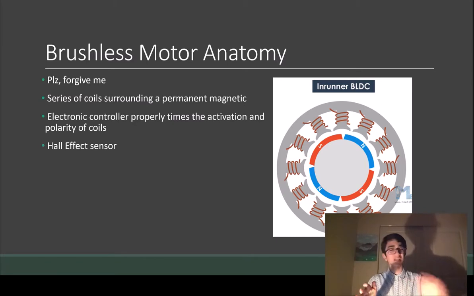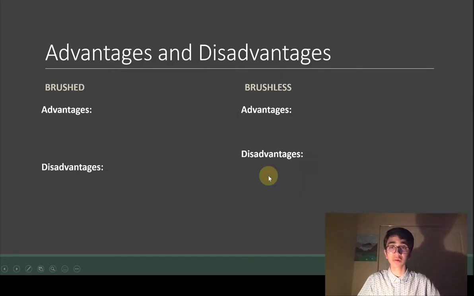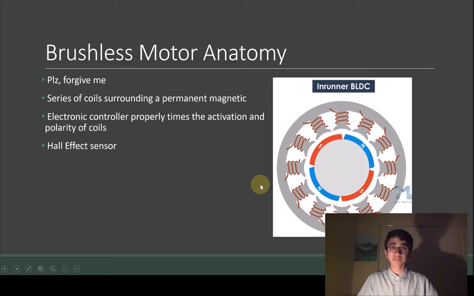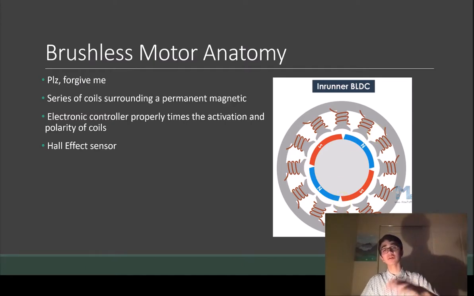Hall effect sensor is a magnetic sensor. You don't really need to worry about how that works, but just know that it uses a Hall effect sensor to detect the orientation of the shaft. Okay. Again, right, so it's using the electronic controller to properly time and properly orient the electromagnets so that we achieve motion, right? Instead of using our brushes and commutator from our brush motors.